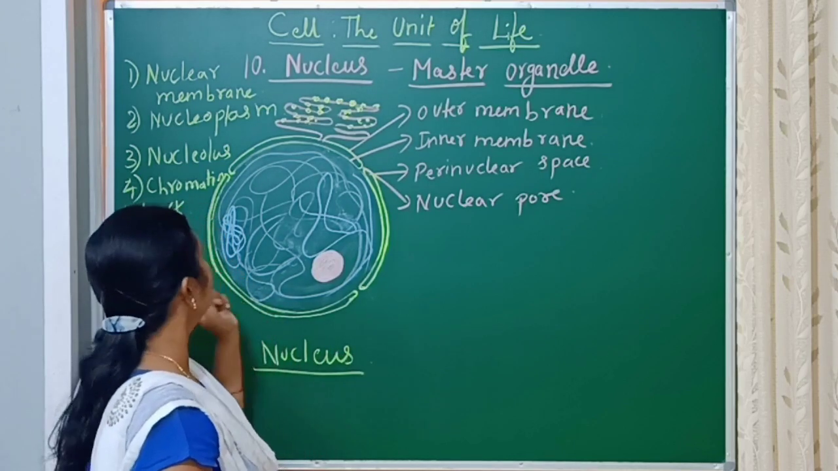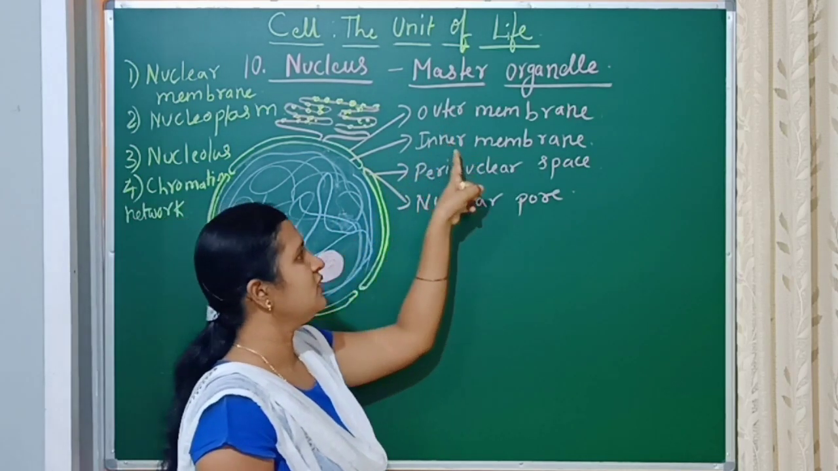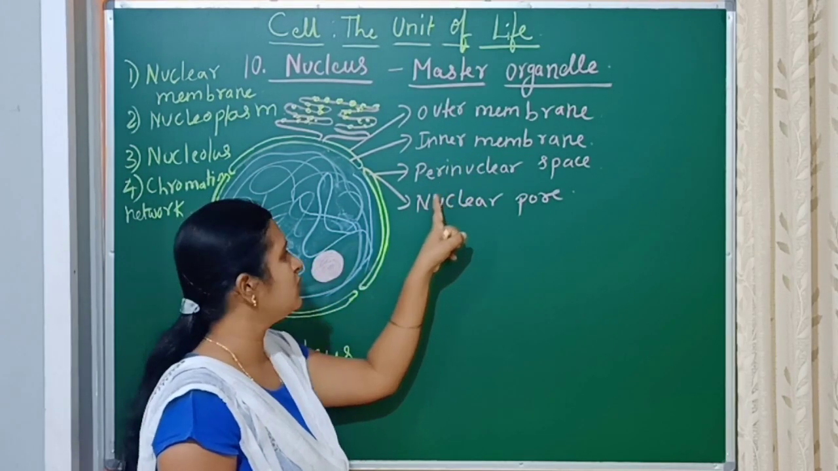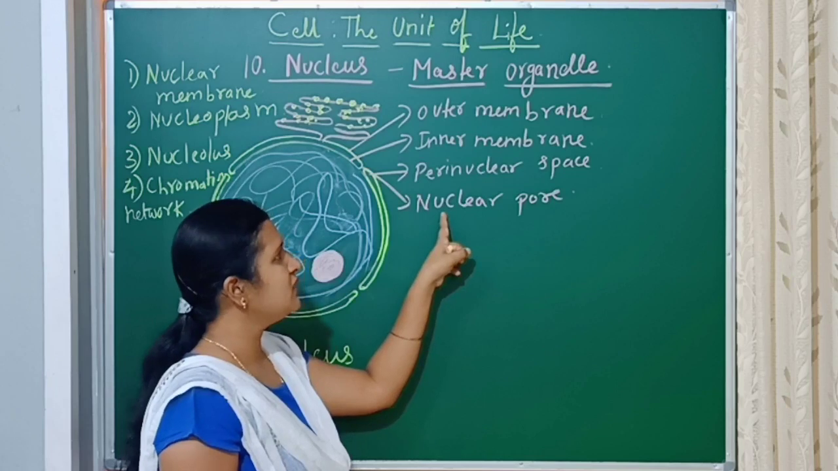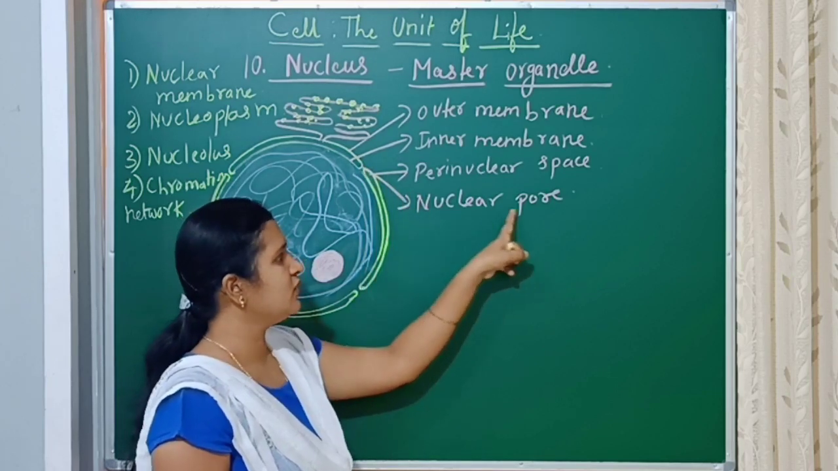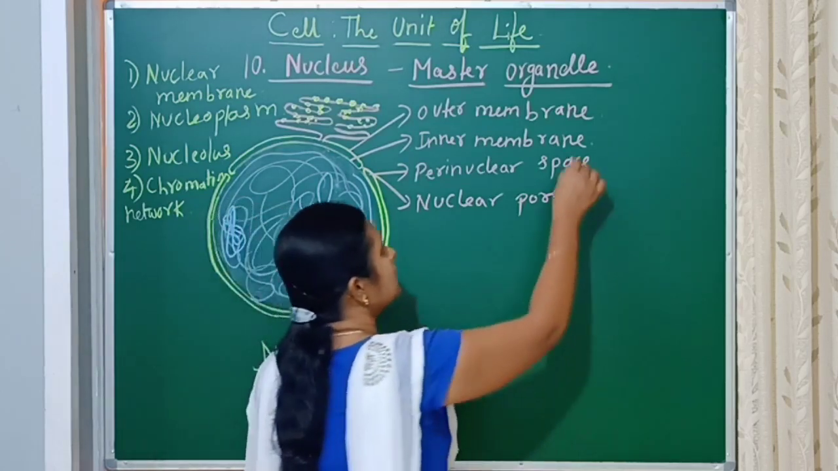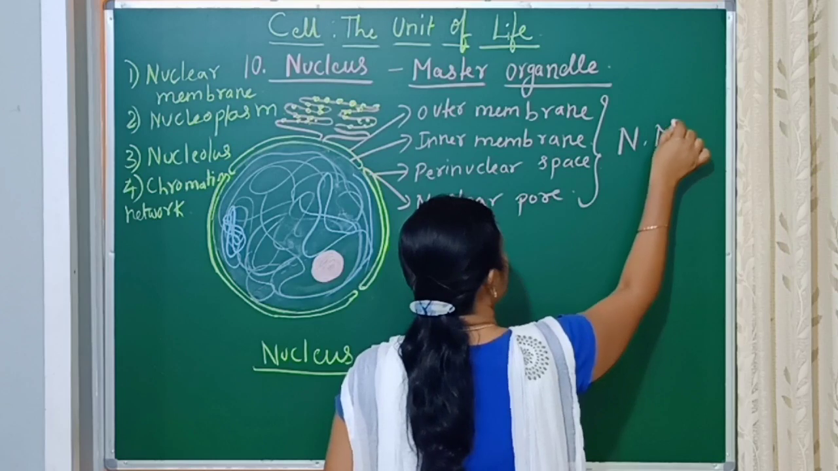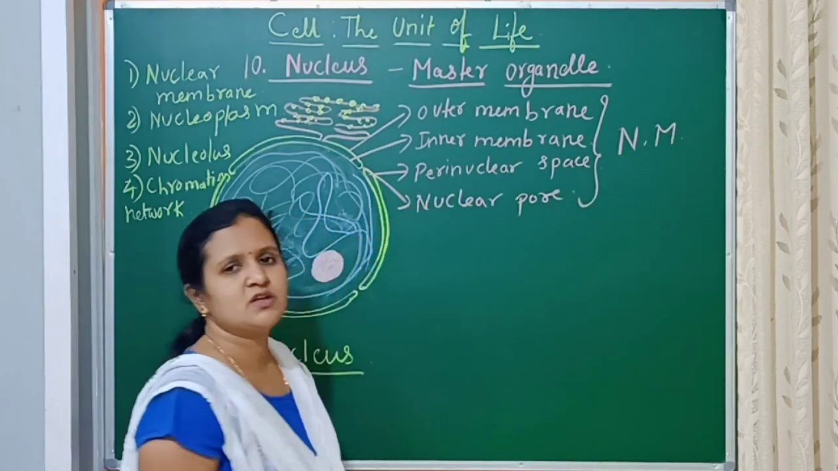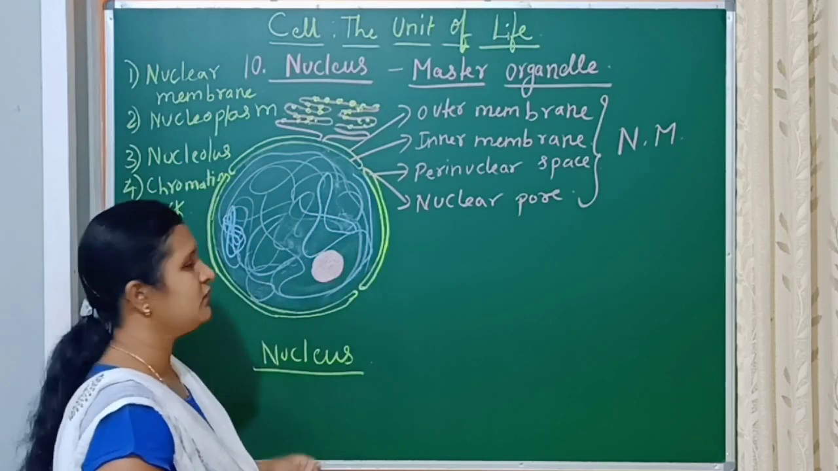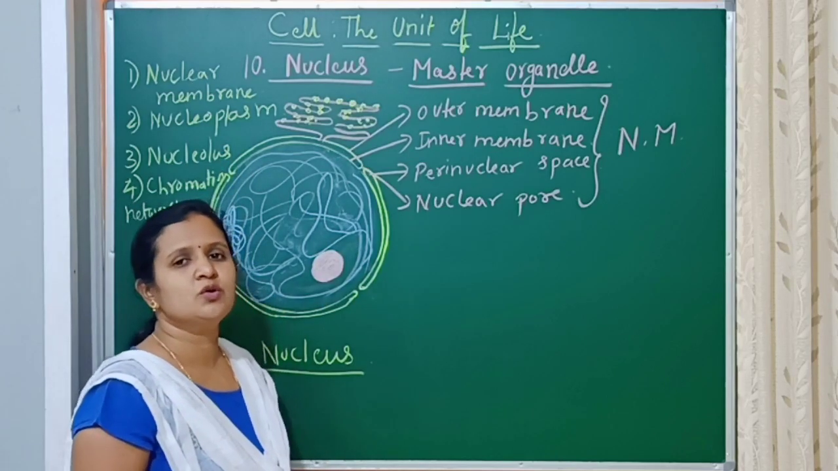In this way, the nuclear membrane has an outer membrane, an inner membrane, the perinuclear space between the 2 membranes, and where the membrane is cut and fused, that space is called the nuclear pore. All together, this is called the nuclear membrane, or also the nuclear envelope. This is one of the very important parts of the nucleus.